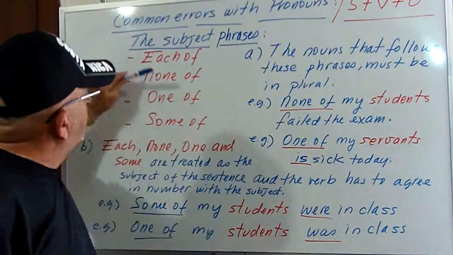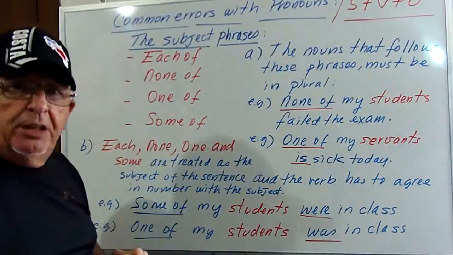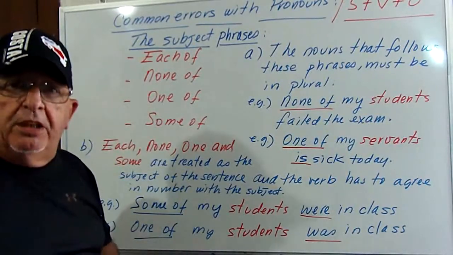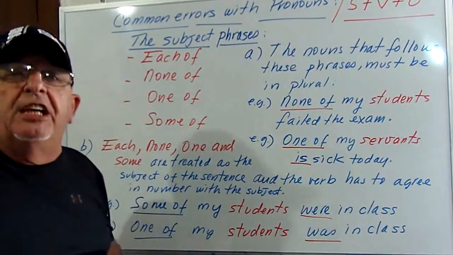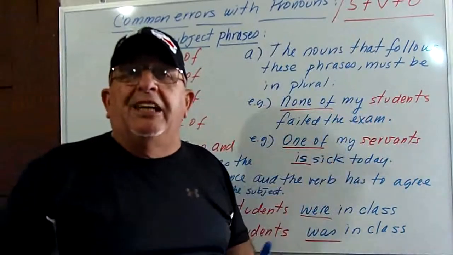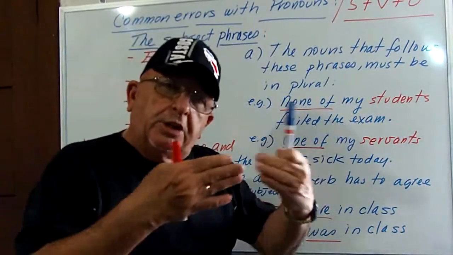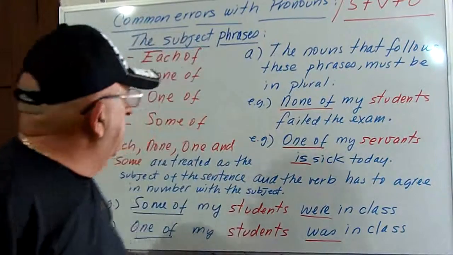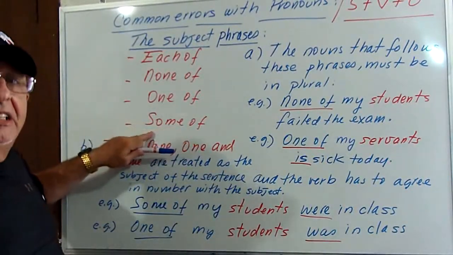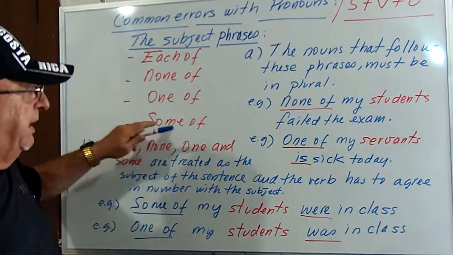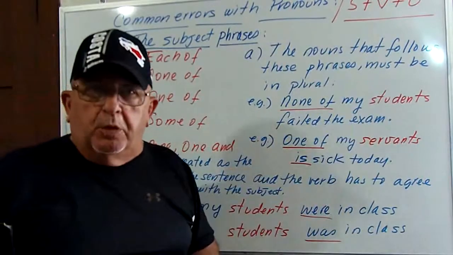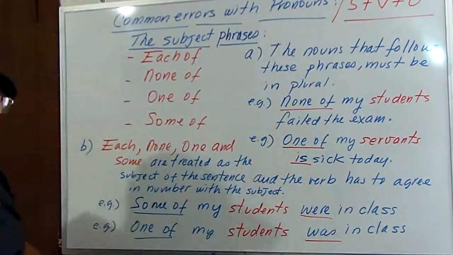So in this case, each as a subject of a sentence, none and one as subject of the sentence, these are singular expressions. And the verb that follows must be in singular form. So they can agree, subject and verb can agree. Now, some of, and this word here, some, is a plural form. That means that the verb that follows this subject phrase must be in plural. These are the examples. You have some examples here.